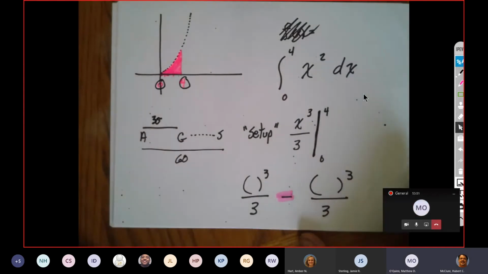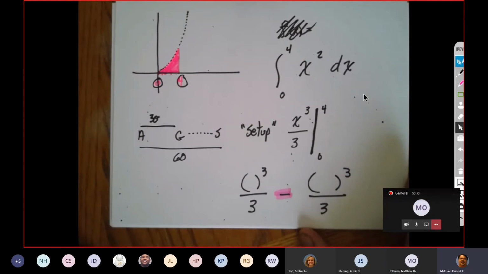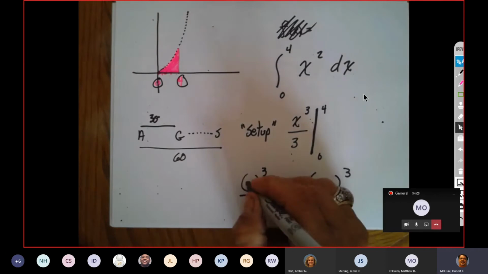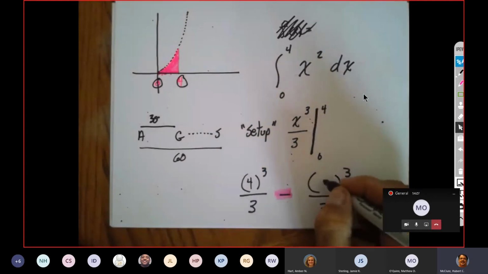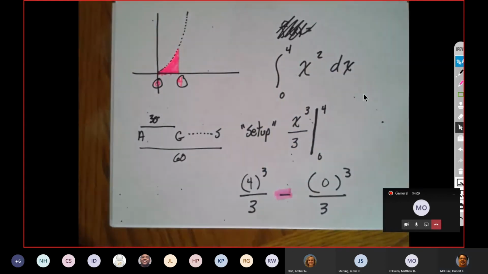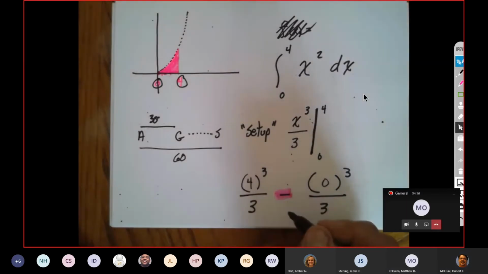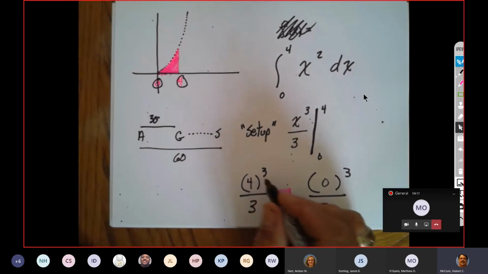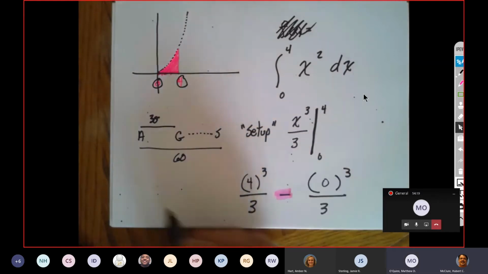Now again, I don't know how many of you have seen this before, so I'm going from the basics. If we want to speed up, we'll speed up when I find out how many homework questions y'all are sending in. Then we'll speed up. 4 goes here, 0 goes here. 4 times 4 is 16. 16 times 4 is 64, isn't it? Yep.